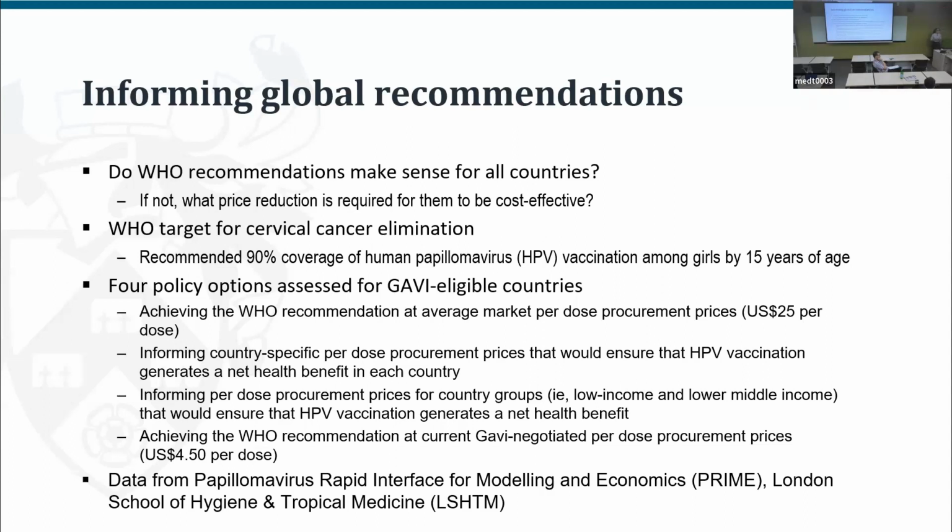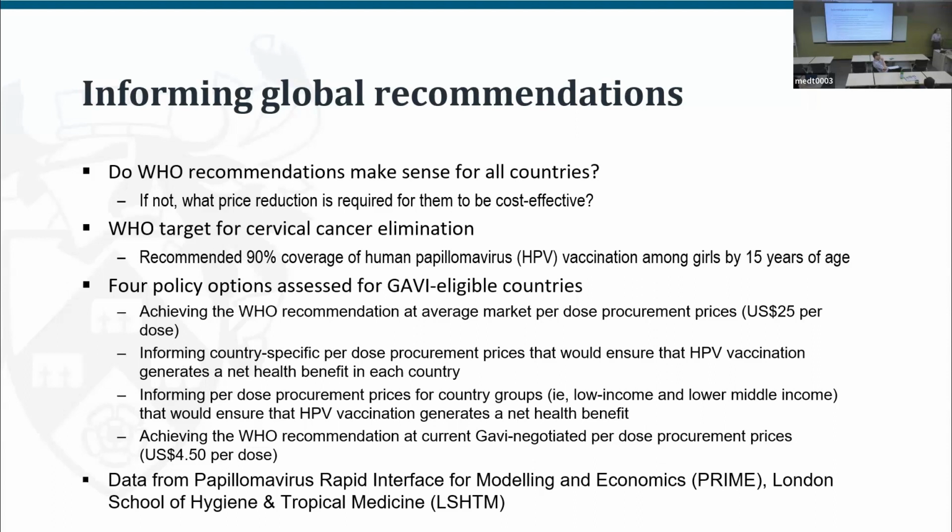And so we looked at 4 different policy options, and we assessed these for Gavi-eligible countries. And Gavi is the Vaccine Alliance. So Gavi is an organization that negotiates with manufacturers on behalf of a group of countries to reduce the price to enable countries to buy these vaccines and provide them within their countries. They also help countries in terms of providing specific funding for delivering vaccines and things like that.